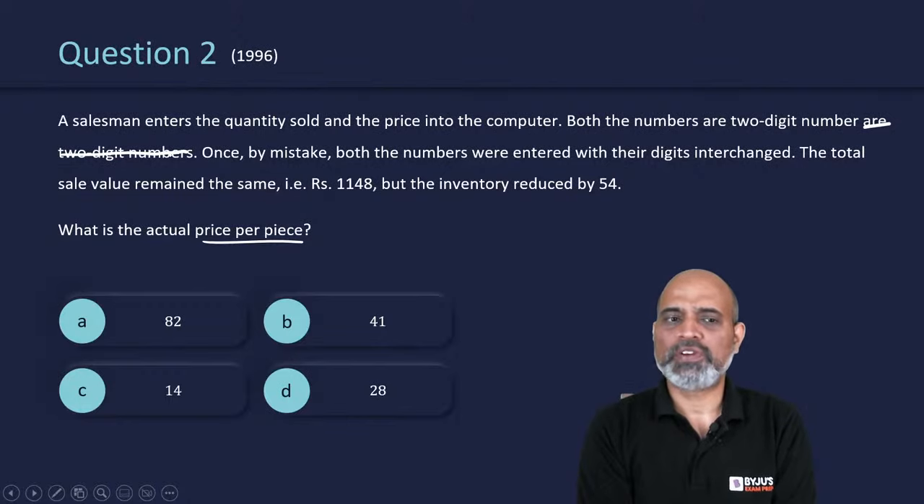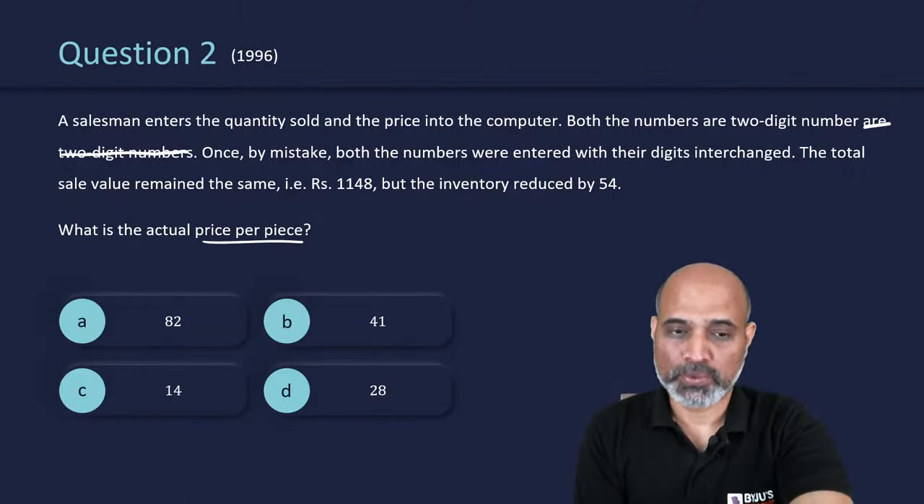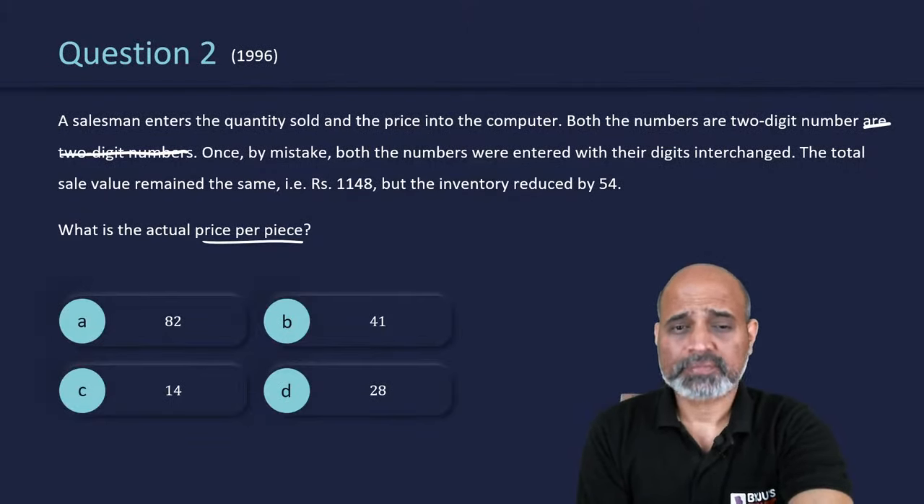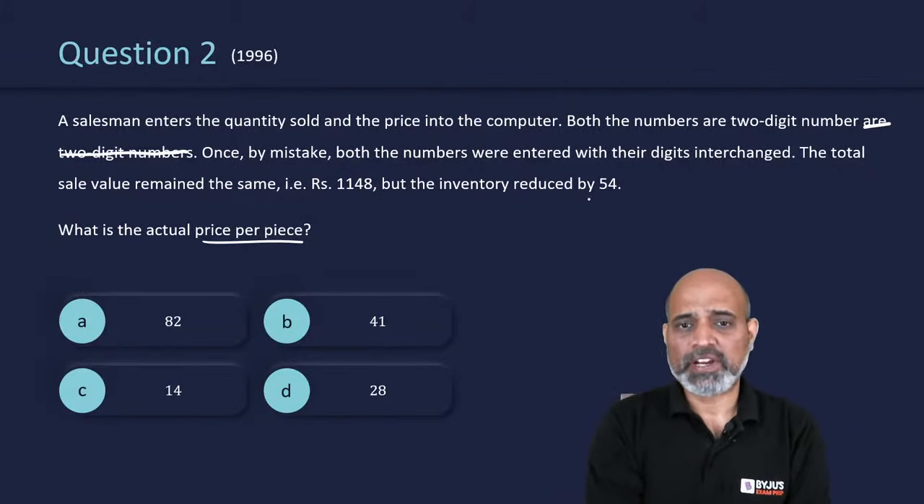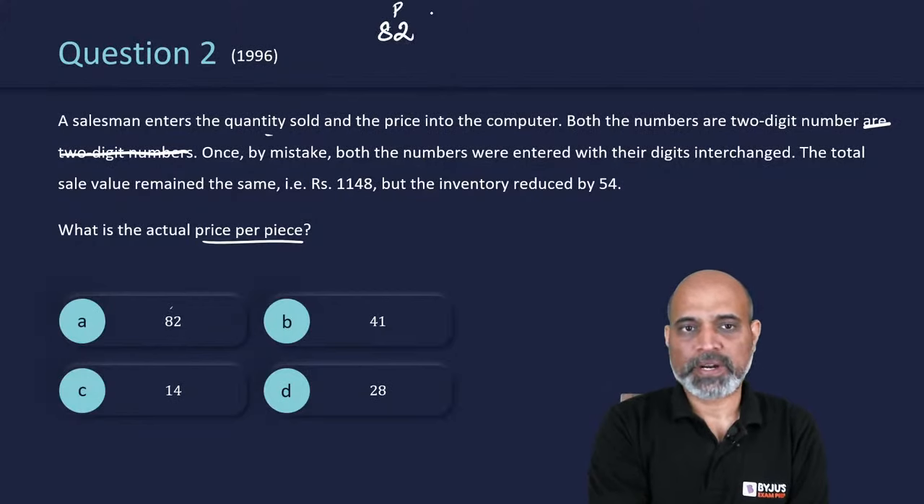So how about we use the options now? Let us start with any one value, okay? Inventory has to be reduced by 54. Inventory means the quantity. So let's start with option A. Remember, this is price, this is quantity. 82 into what is 1148.